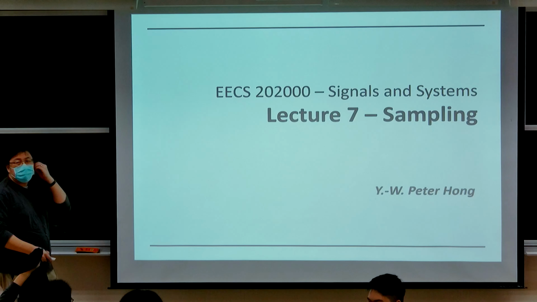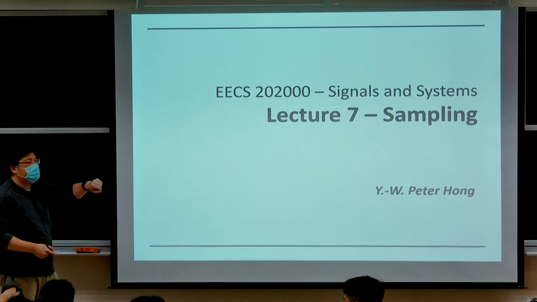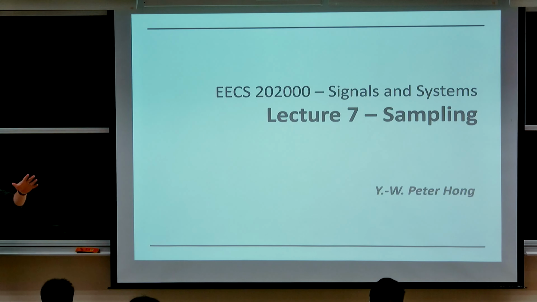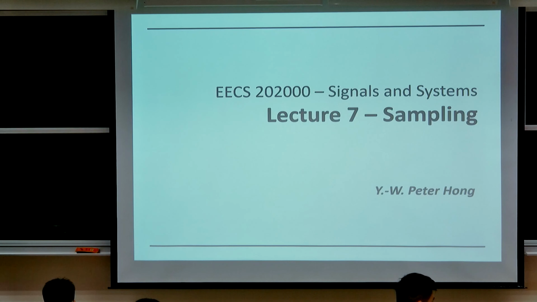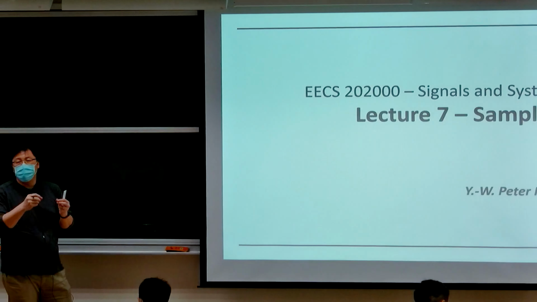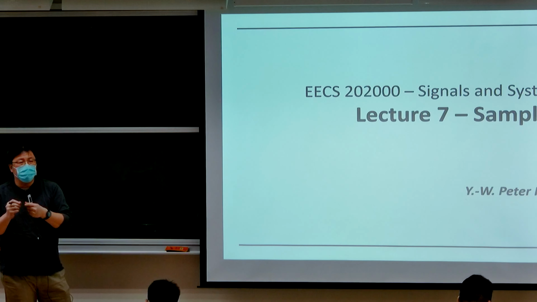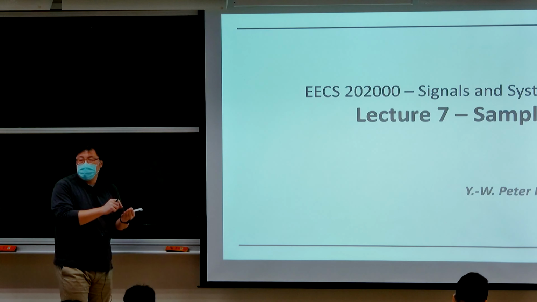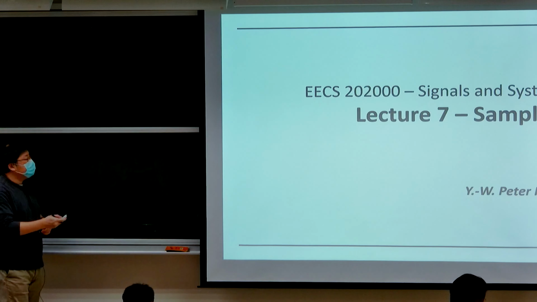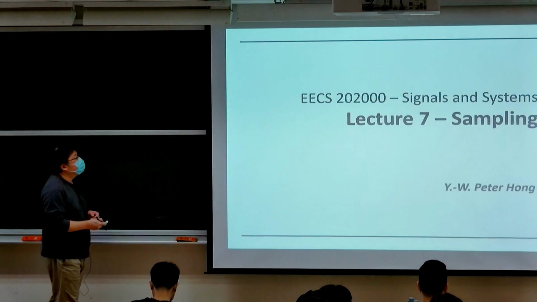So in this chapter, we talk about sampling. Sampling is the process of converting continuous time signals to discrete time signals. The motivation for doing this is that in modern technology, it's often more efficient to perform computation in the digital domain rather than in the analog domain. All right, so let's see how to do this.